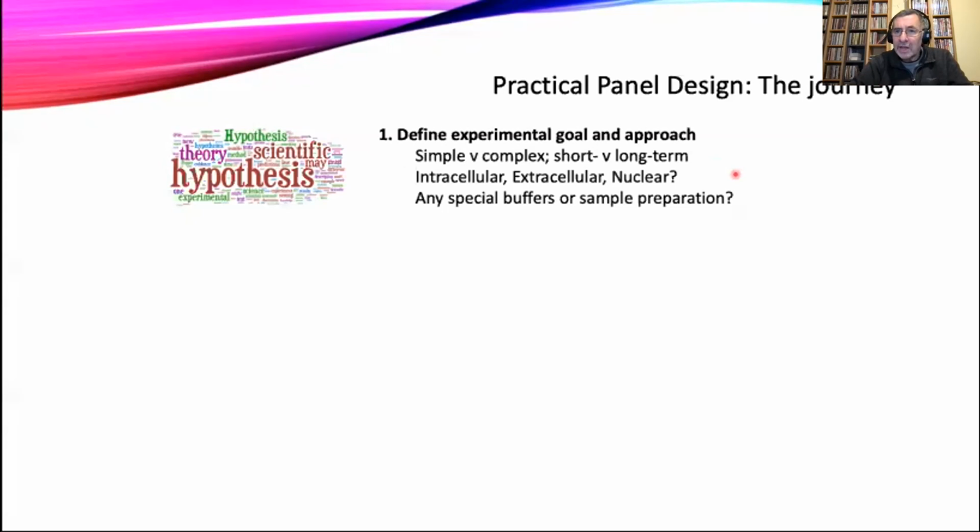There's going to be some prosaic things. We're going to need to think about, where's our target? Is it extracellular markers? Generally, if it's extracellular, it's a little bit easier than if we're looking for something that's inside the cell. And whether it's inside the cell, it might make a difference whether our target is in the cytoplasm or whether it's in the nucleus.